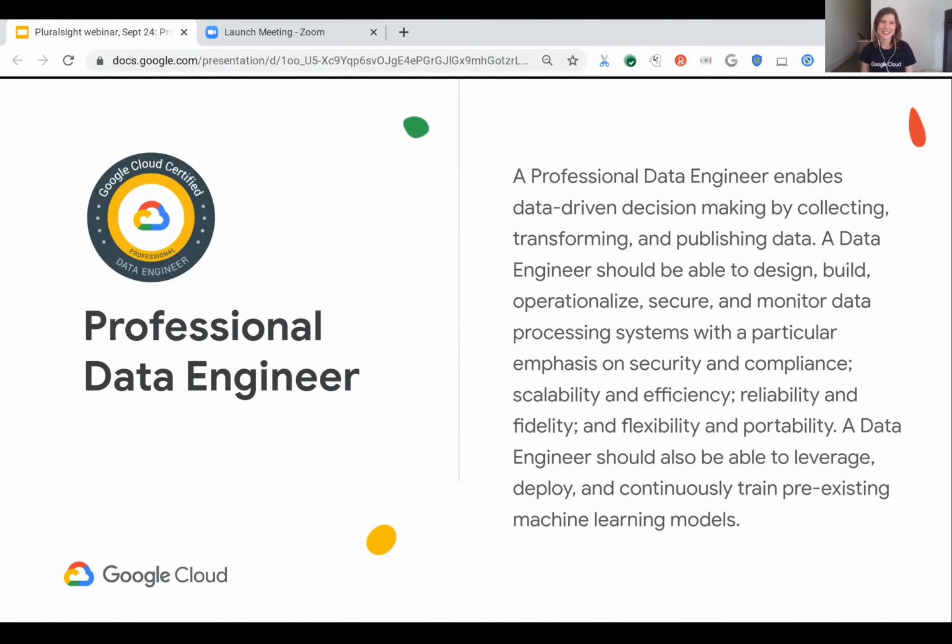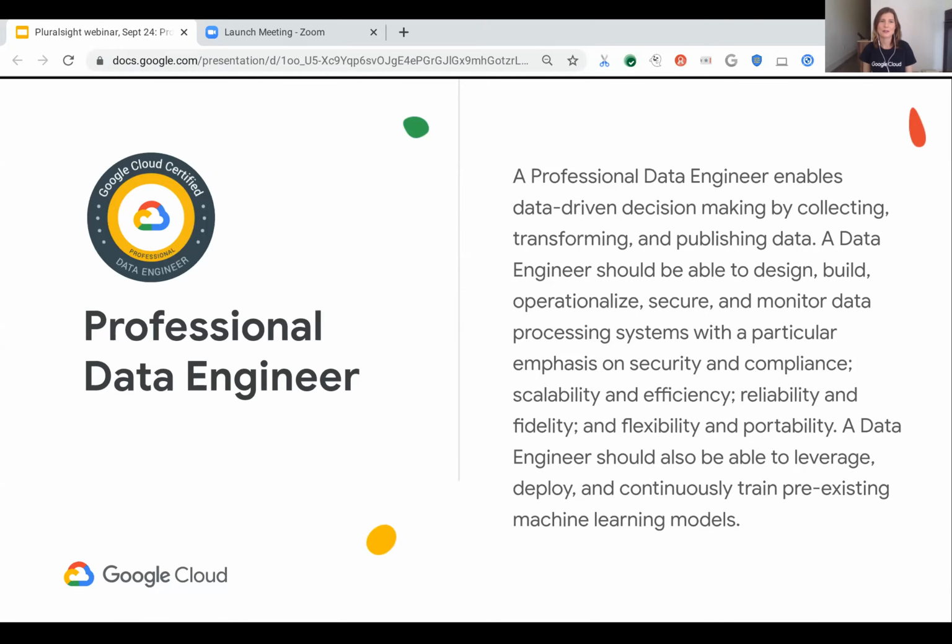And now let's take a closer look at the actual professional data engineer job role. So a professional data engineer enables data-driven decision-making by collecting, transforming, and publishing data. A data engineer should be able to design, build, operationalize, secure, and monitor data processing systems with a particular emphasis on security and compliance, scalability and efficiency, reliability and fidelity, and flexibility and portability. A data engineer should also be able to leverage, deploy, and continuously train pre-existing machine learning models.